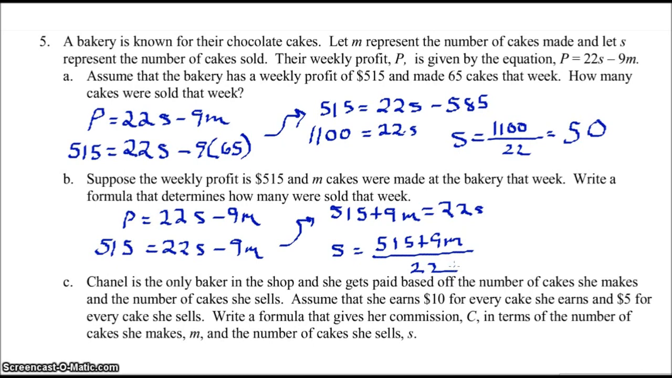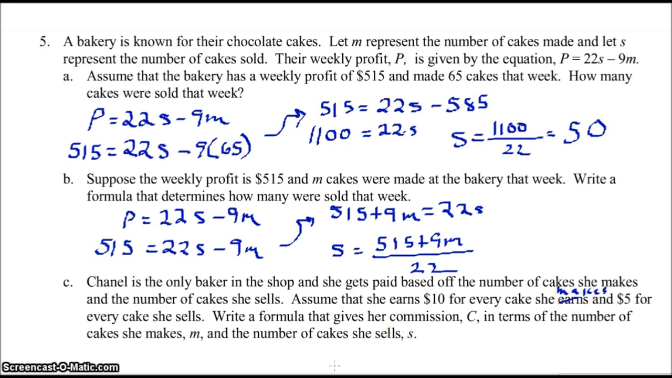Part C. Chanel is the only baker in the shop, and she gets paid based off the number of cakes she makes and the number of cakes she sells. Assume that she earns $10 for every cake she earns, and $5 for every cake she sells. I'm thinking this must mean cakes she makes, I guess. $10 for every cake she makes, and $5 for every cake she sells.